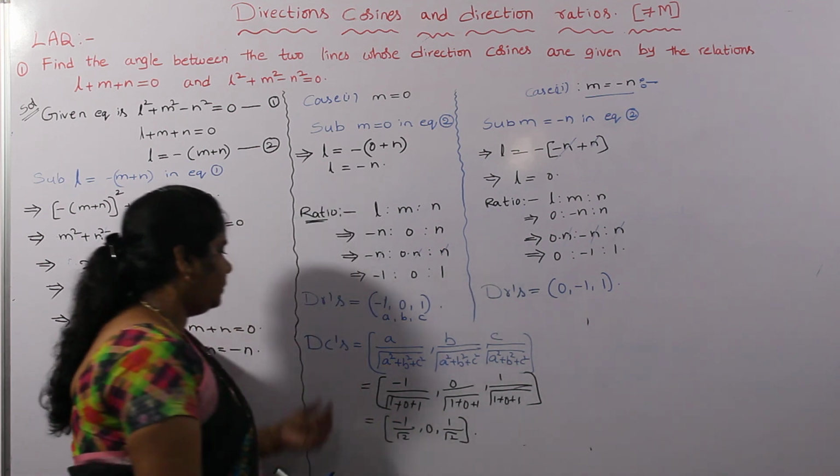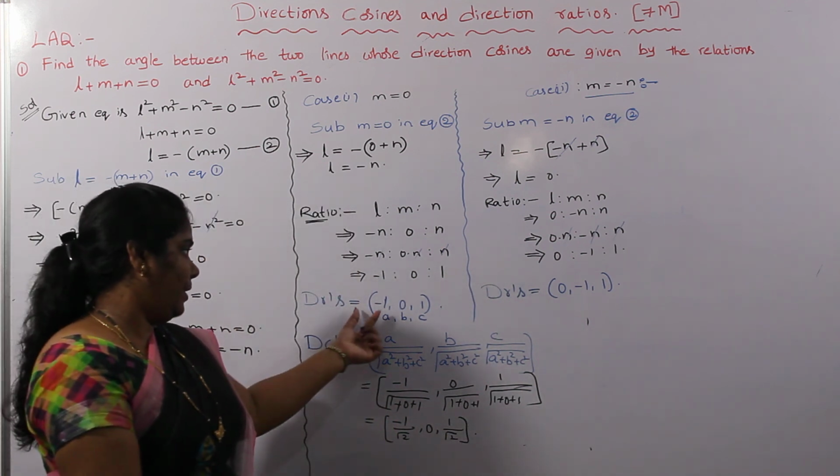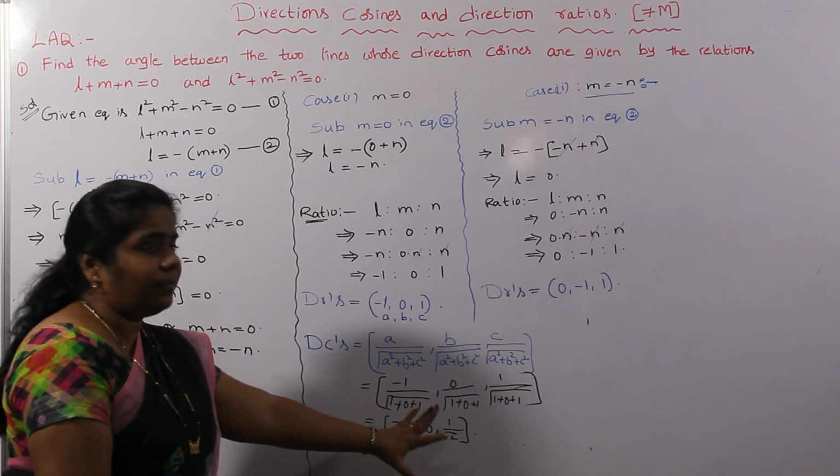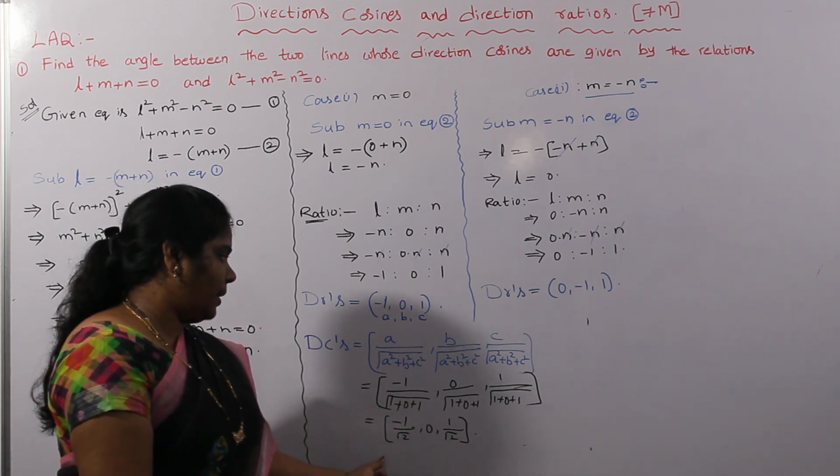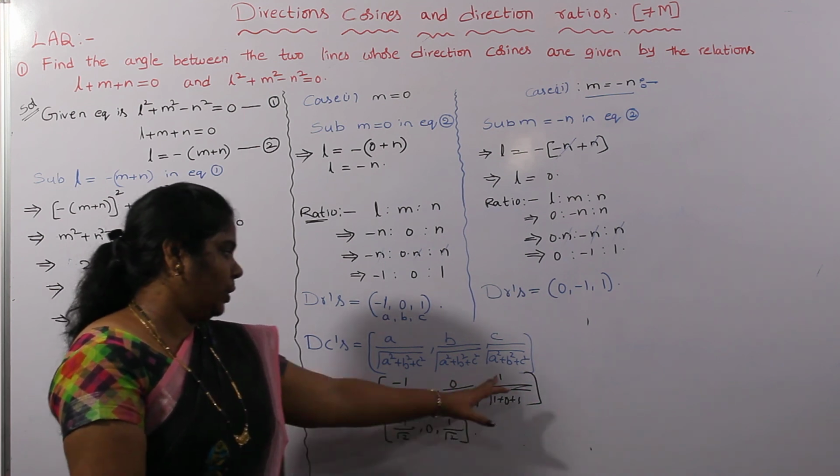What are these now? These are the DCs. When DRs are given, find DCs. This is the formula we are applying. From that we get DCs. DCs is equal to minus 1 by root 2, 0 by something is 0, and 1 by root 2.